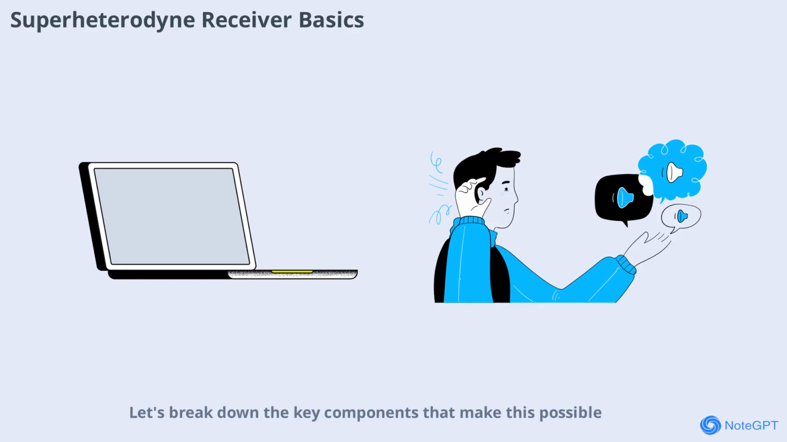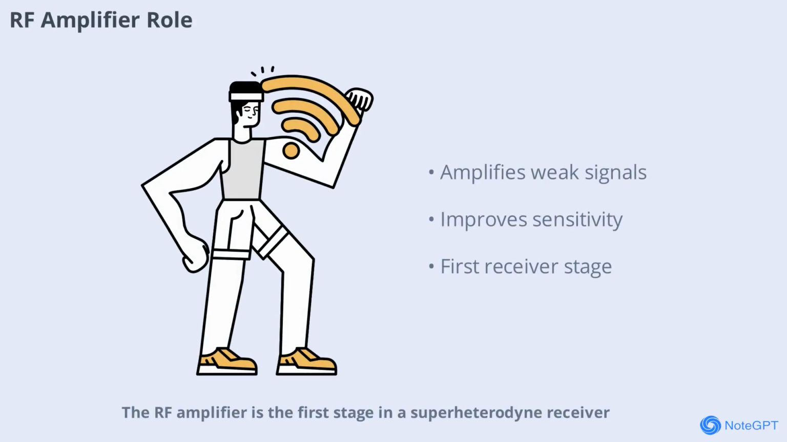Let's break down the key components that make this possible. RF amplifier is the first stage in a superheterodyne receiver. Its job is to amplify weak radio frequency signals picked up by the antenna, making them strong enough for further processing. By boosting the signal early, the RF amplifier helps improve the overall sensitivity of the receiver, ensuring that even distant or faint stations can be heard clearly.